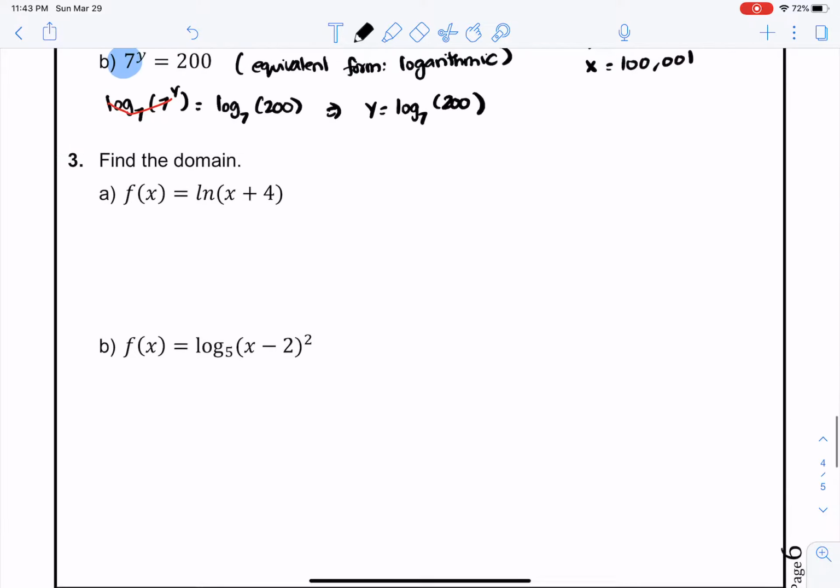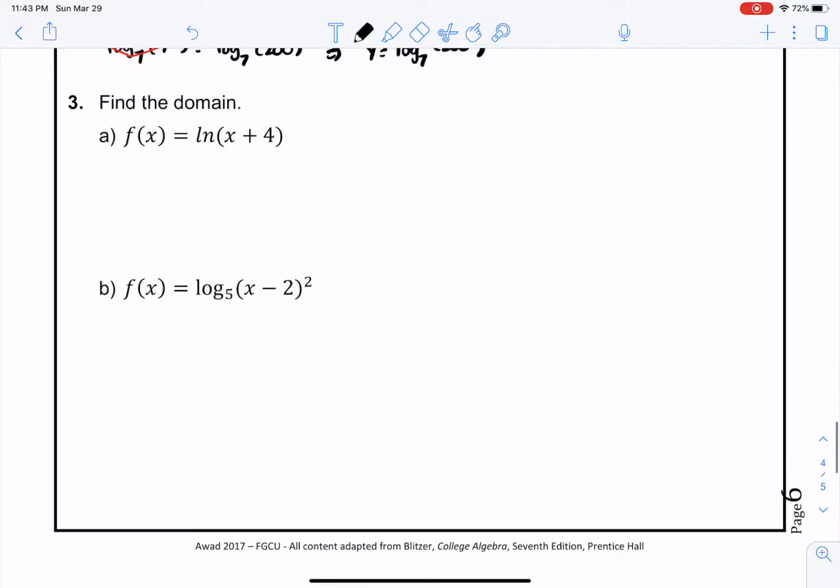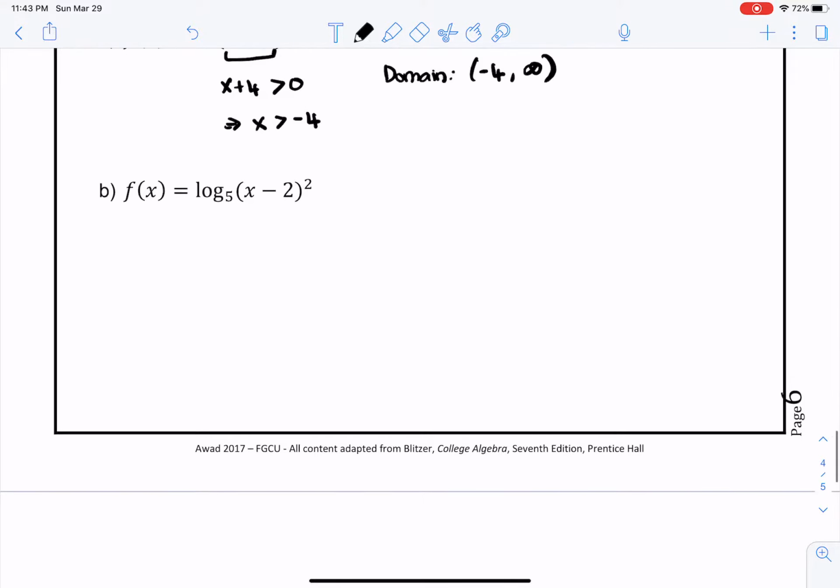We want to find the domain here. We require for any log that the value for which we are taking the log has to be bigger than 0. So x plus 4 has to be greater than 0, which would imply x has to be greater than negative 4. So the domain is from negative 4 all the way up to infinity.